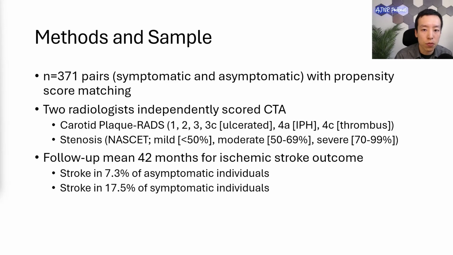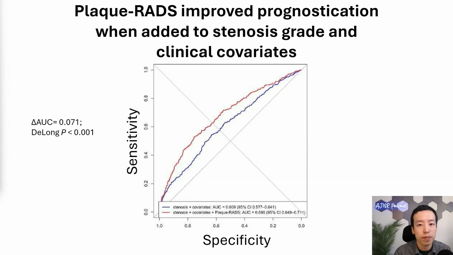They followed these patients for a mean of 42 months for the primary outcome of ischemic stroke. During follow-up, ischemic stroke occurred in 7.3% of those individuals who were asymptomatic at baseline, meaning a first ischemic stroke event, and a recurrent stroke occurred in 17.5% of those patients who were symptomatic at baseline. So, based on the size of this cohort and the event rate on follow-up, I think we can be confident that there was enough data to test whether plaque phenotype actually separated risk.